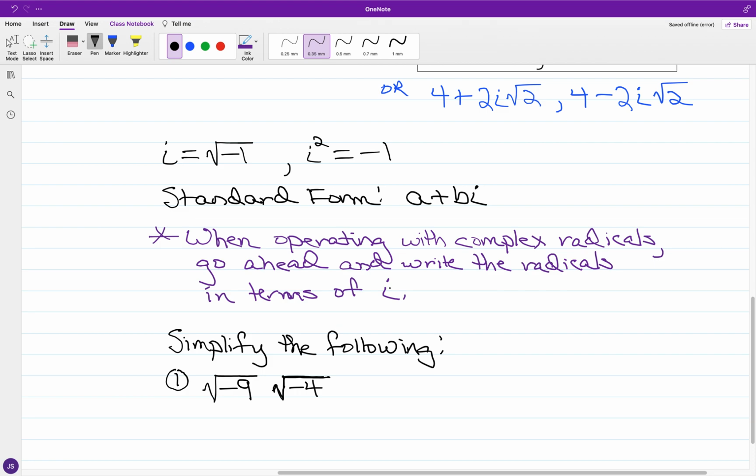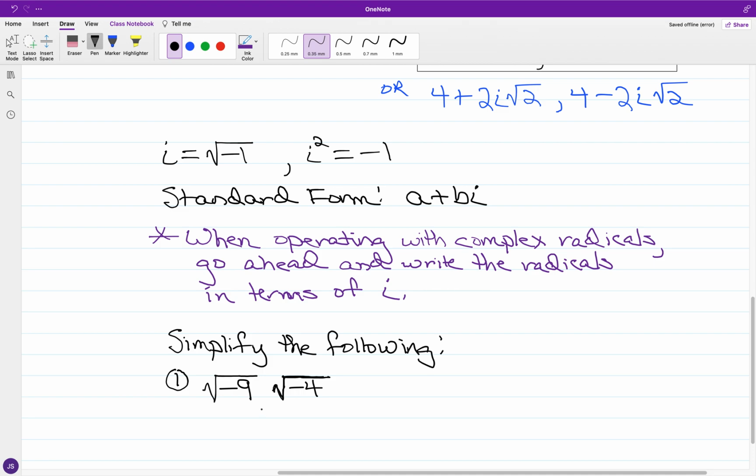And this part is going to stress especially going ahead and writing the radicals in terms of the letter i. A common mistake that can occur: now we have square root terms, and the temptation will be to multiply -9 and -4, and a negative times a negative is a positive. In this case we would have 36, and recalling the principal square root rule, the square root of 36 is going to be 6.